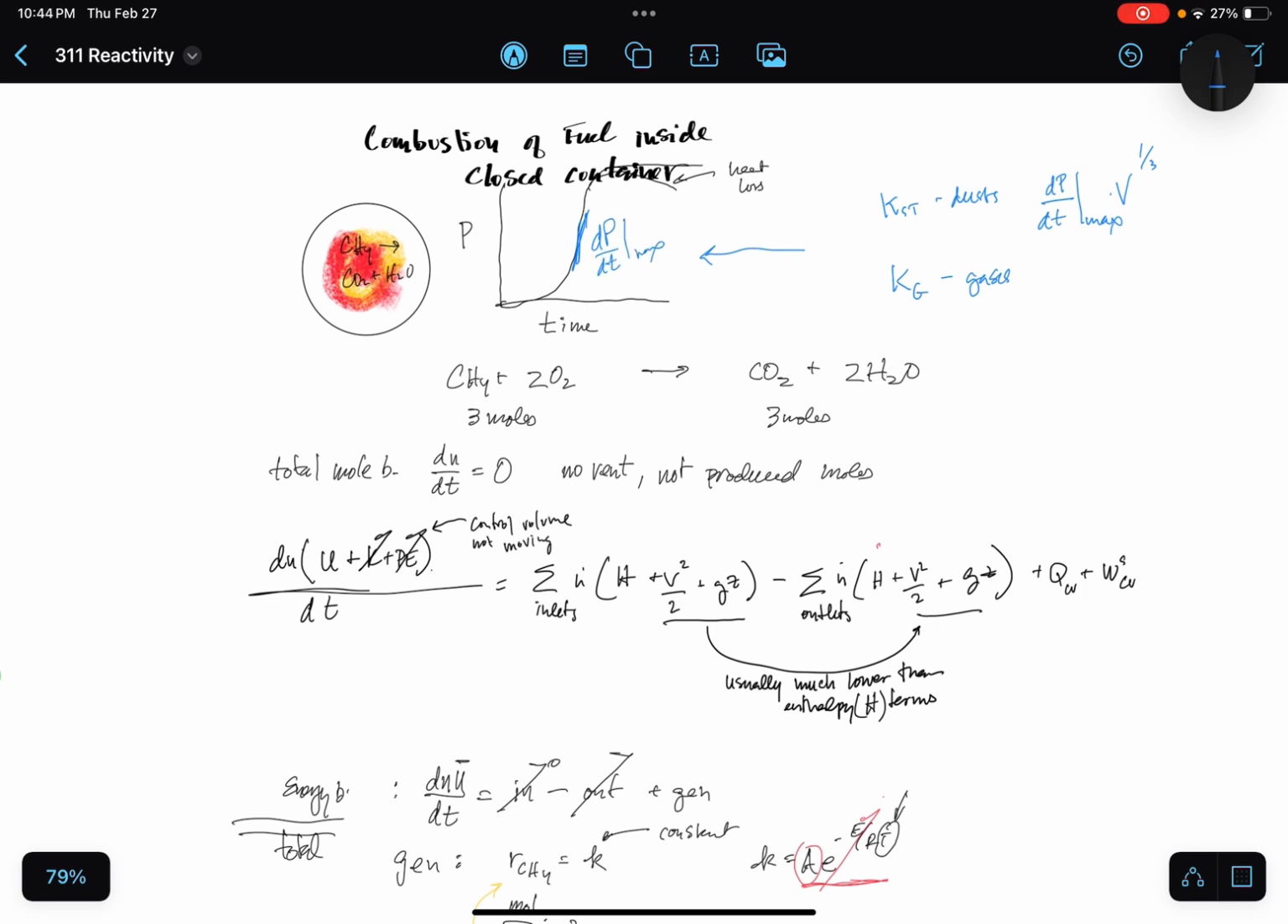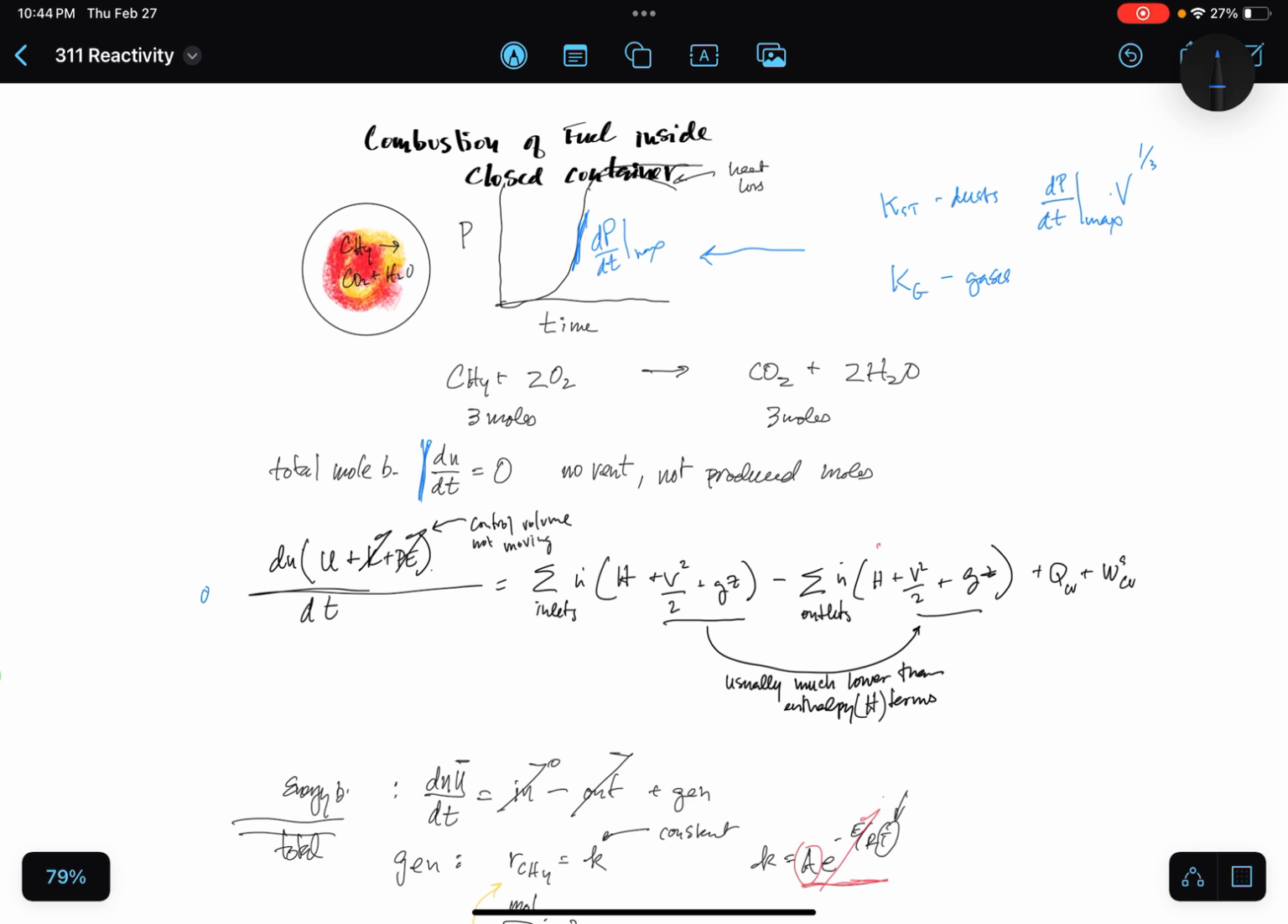So we could look at that for methane combustion. And so you have methane and 2 moles of oxygen for a total of 3 moles reacting to carbon dioxide and 2 moles of water for also a total of 3 moles. And if we do energy and material balance on that, the total change of moles is 0.